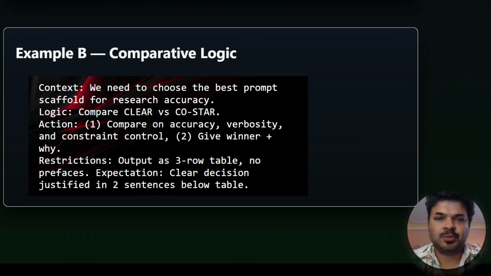Next example, in terms of comparative logic. Context: we need to choose the best prompt scaffold for research accuracy. Logic: compare these two prompt scaffolds, these two frameworks, like CLEAR versus CoStar. Action: 1 is to compare on accuracy, verbosity, and constraint control, and 2 is to give a winner and why. Restrictions are output as a 3-row table, no prefaces required. Expectation here is that the decision is justified in 2 sentences below the table.